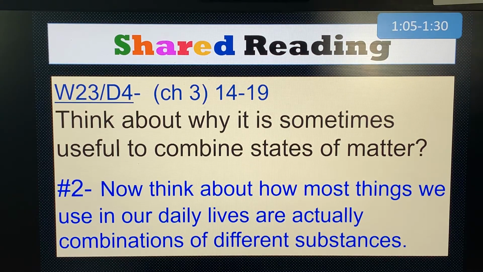We will read chapter 3, which can be found on pages 14 through 19. Our focus and purpose for reading is posted on the screen, so make sure you have your book in hand and are actively following along in reading. Remember, boys and girls, to reread a second time so you are coming to shared reading fully prepared to engage in instruction. Let's begin. Page 14.